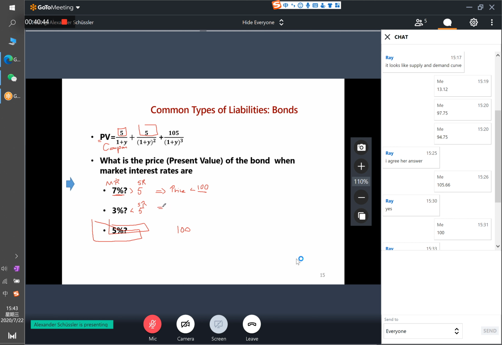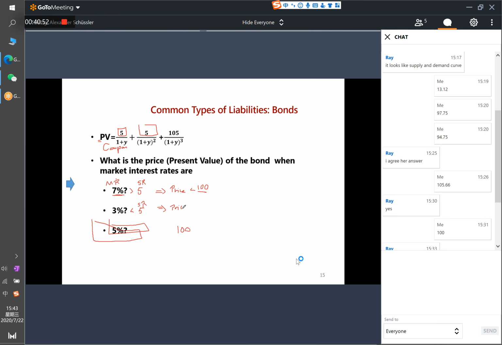And here it's the other way around. The price is higher than the principal. It's higher than the face value. The price is higher than the face value. It's higher than 100. It was 100 something.